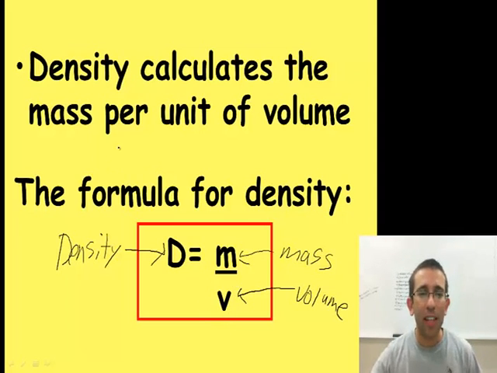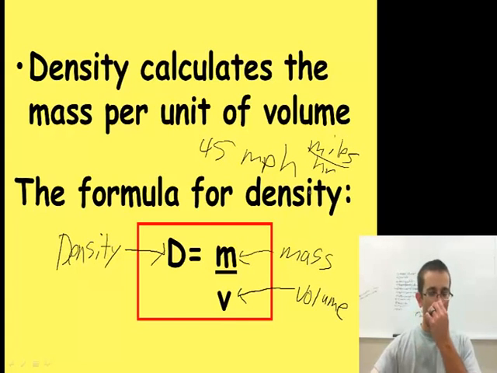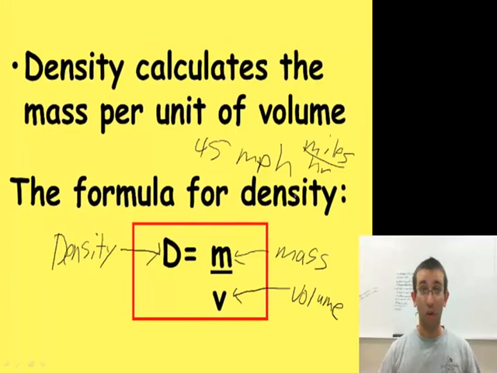You've seen something like this before. Anytime you're on the road, you might see something that says 45 mph. What does that stand for? Miles per hour. So all this is mass per volume. That's what it means by unit volume. So make sure you get the density formula down. Let's continue on.